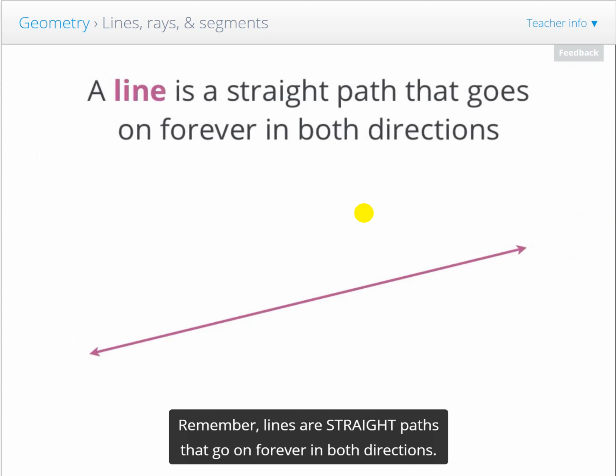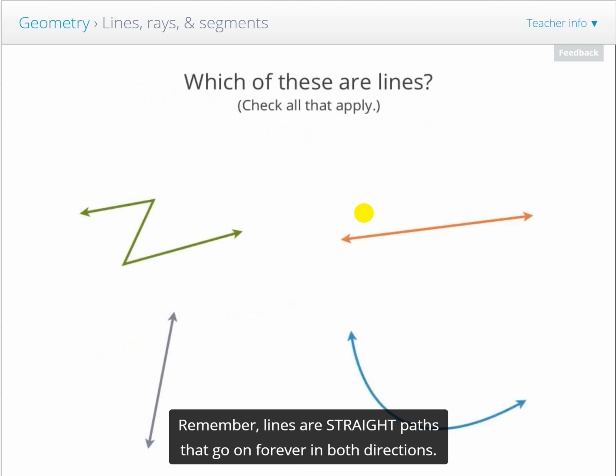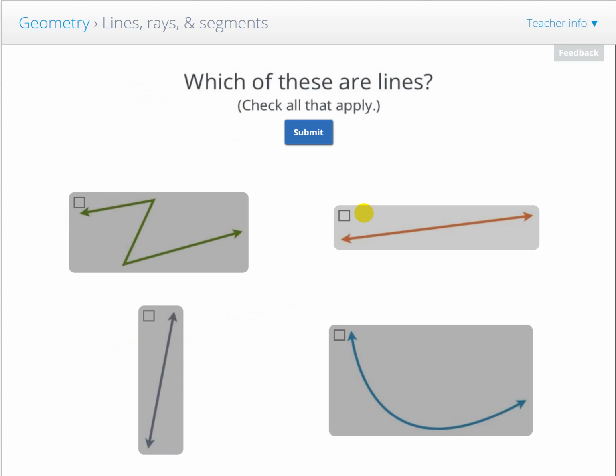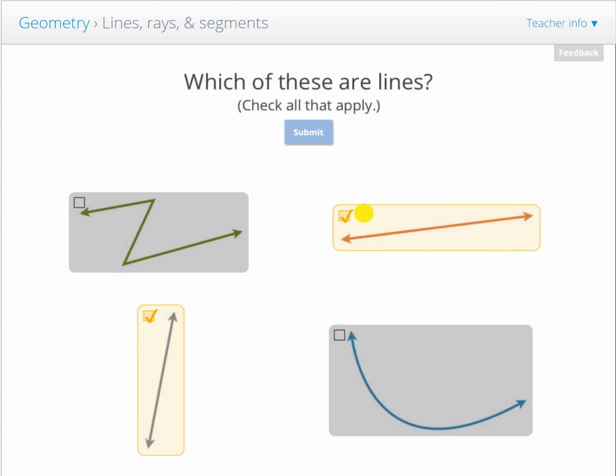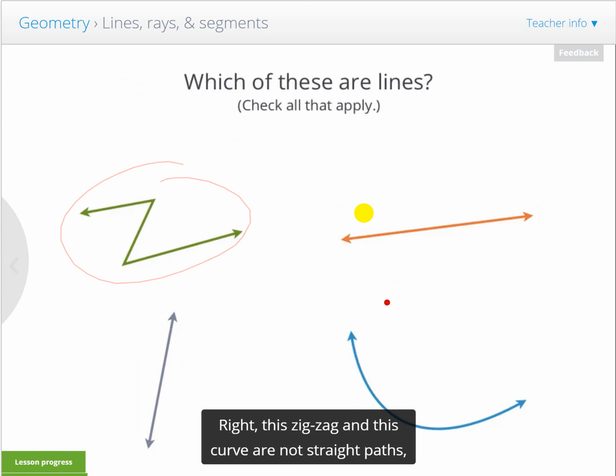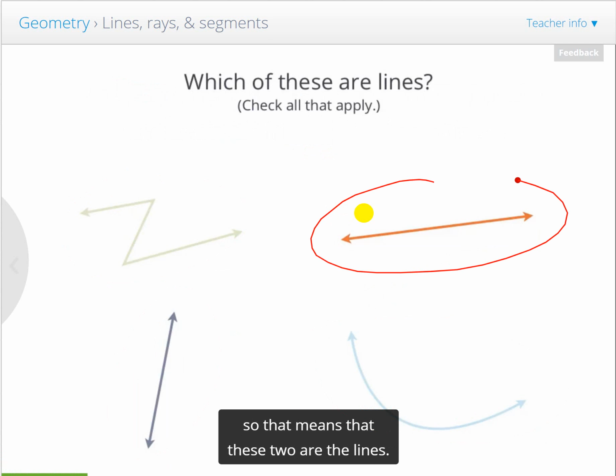So keeping in mind that lines are straight paths that go on forever in both directions, which of these are lines? Right, this zigzag and this curve are not straight paths, so that means that these two are the lines.